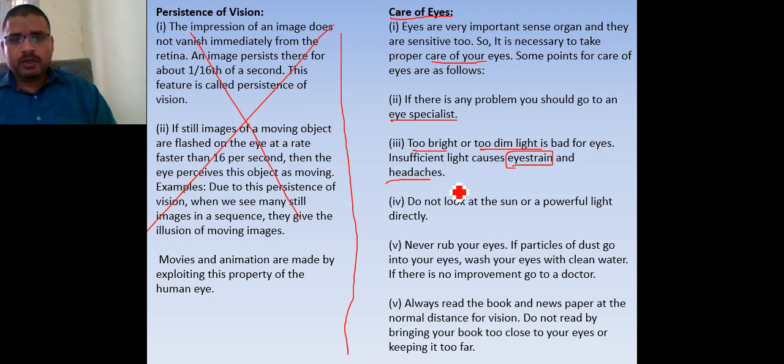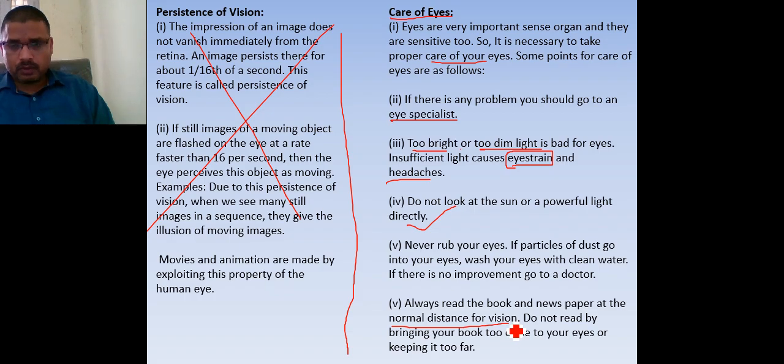Now, never rub your eyes with your hand. That is the next point. And always read the book and newspaper at the normal distance for your vision. What is your normal distance? At minimum 25 centimeters from your eyes.